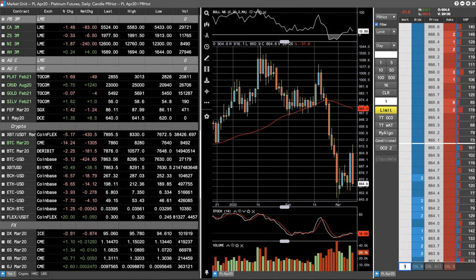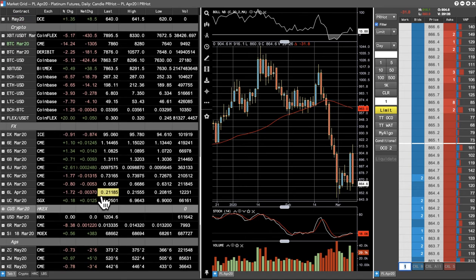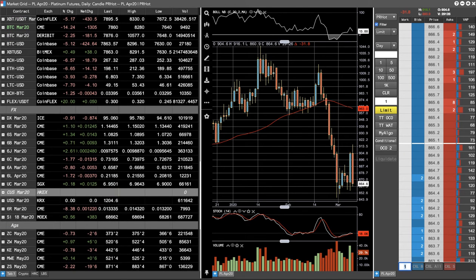Down to Bitcoin. Bitcoin is down about 5%, depending on where you look at it. Dollar index lost 87. About 91 basis points.